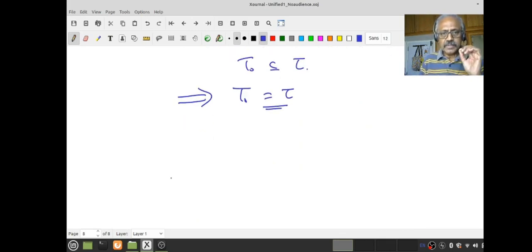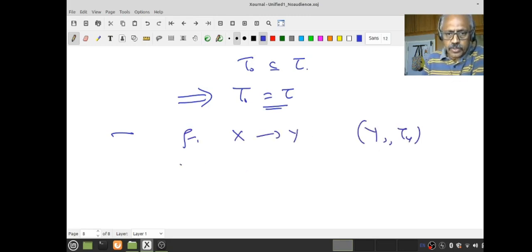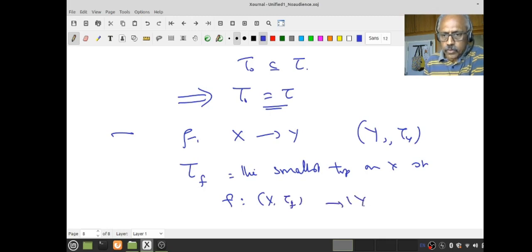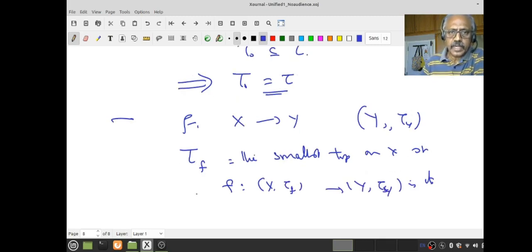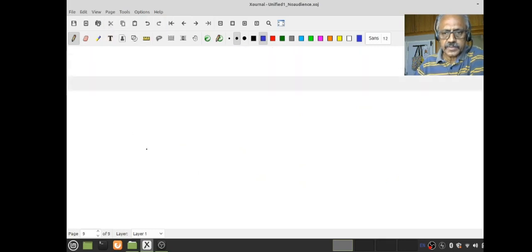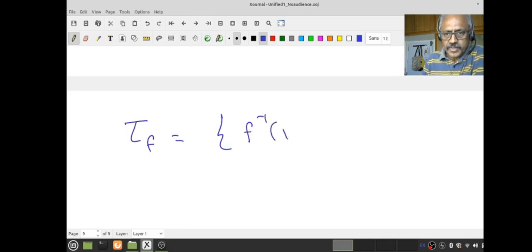So, we have a complete description of the following problem. Let me look at f from x to y, where y has a topology tau y. Then I am looking for tau f, the smallest topology on x, so that f from x tau f to y tau y is continuous. Now I have a concrete description of the topology, namely tau f is nothing other than f inverse of v as v varies over tau y. That's it.